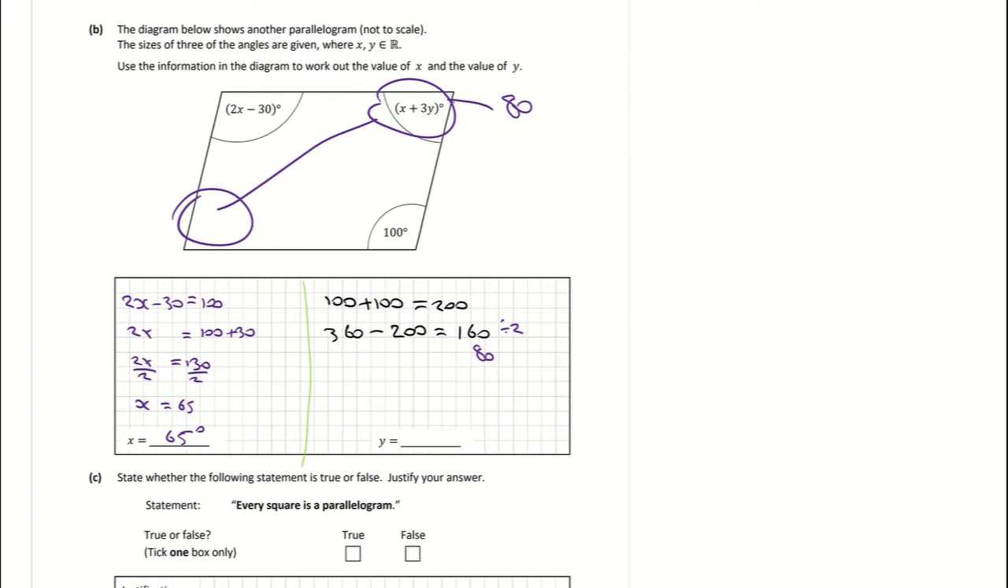So I'm going to go x plus 3y equals 80. I know the value of x is 65, so I can sub that in. So 65 plus 3y equals 80. So that's 3y is equal to 80 minus 65. I'm running out of space here. So that's 3y is equal to 15. Divide both sides by 3 gets me y is equal to 5 degrees.